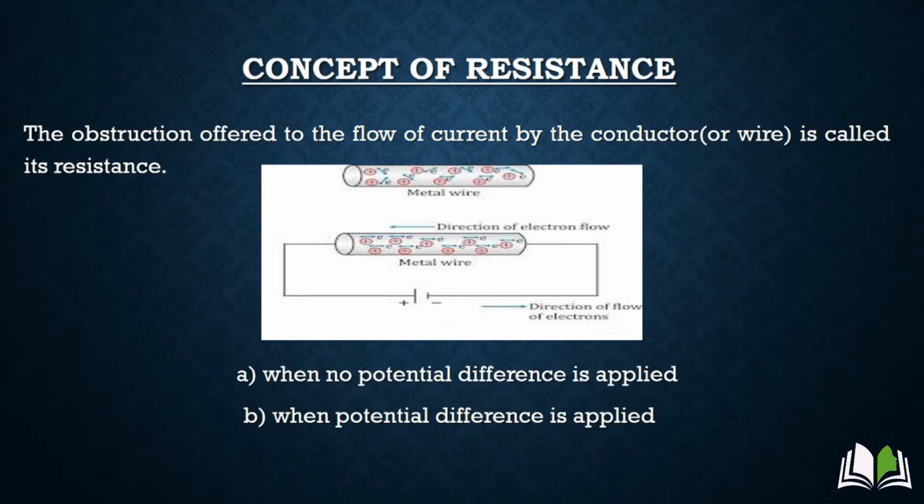So the next point is resistance. What does it mean? Resistance is nothing but the obstruction offered to the flow of current by the conductor, and is called its resistance. So what is the cause behind the resistance? We can see from the two pictures, the first one, as you can see, there is no potential difference across the metallic wire, and in the second picture there is a potential difference across the metallic wire. We are going to discuss these two pictures.